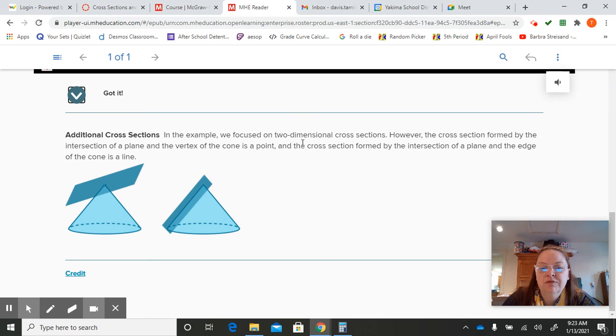And in the example, we focused on two-dimensional cross sections. However, the cross section formed by an intersection of a plane and the vertex of the cone is a point, right, when it gets right up there to the tippy top. And the cross section formed by the intersection of the plane and the edge of the cone is a line right before it actually enters the cone. Notice that it's just a perfect line.